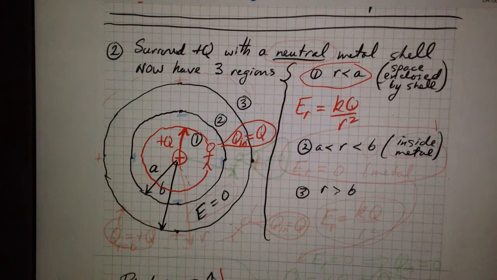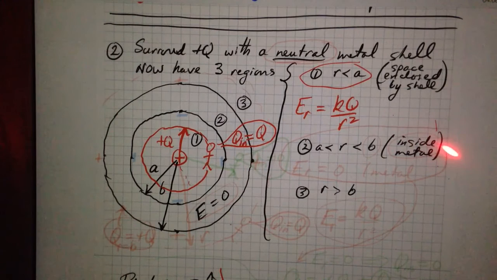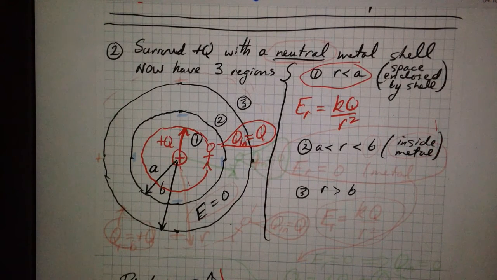Region 2, well, this is a static equilibrium situation. So region 2 is inside the metal. And when you're inside of metal, free electrons move. And so the effect of that is that the electric field inside, that is for our variable little r between the inner radius a and the outer radius b, is just 0. And all you have to say is metal, right, or inside metal, and you're done.